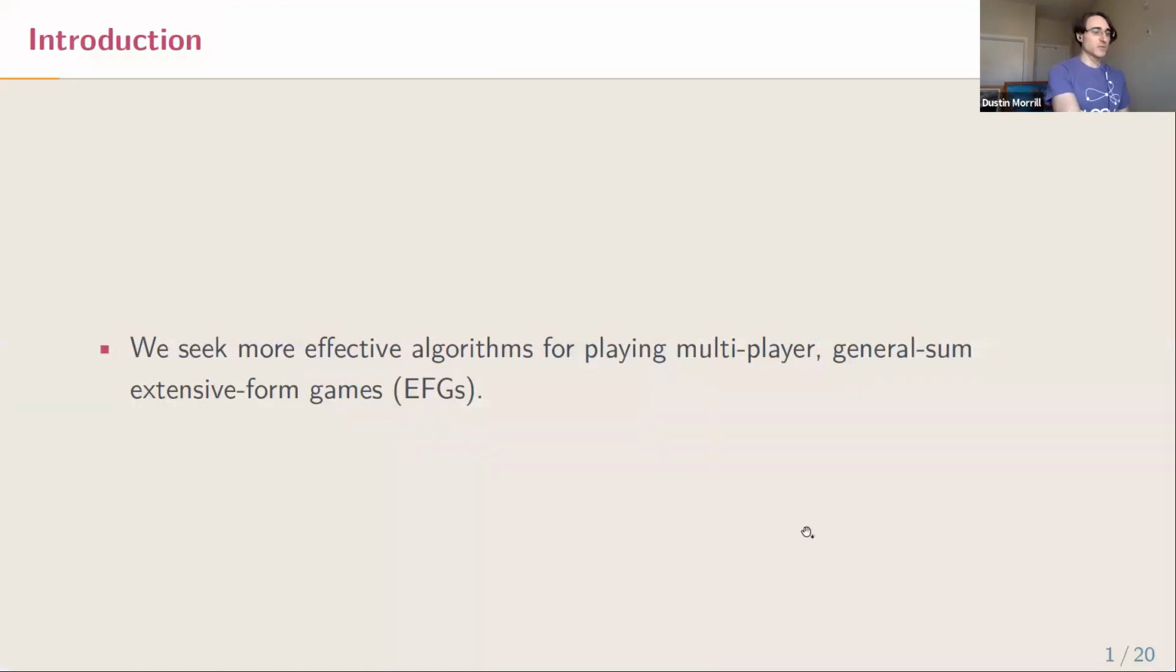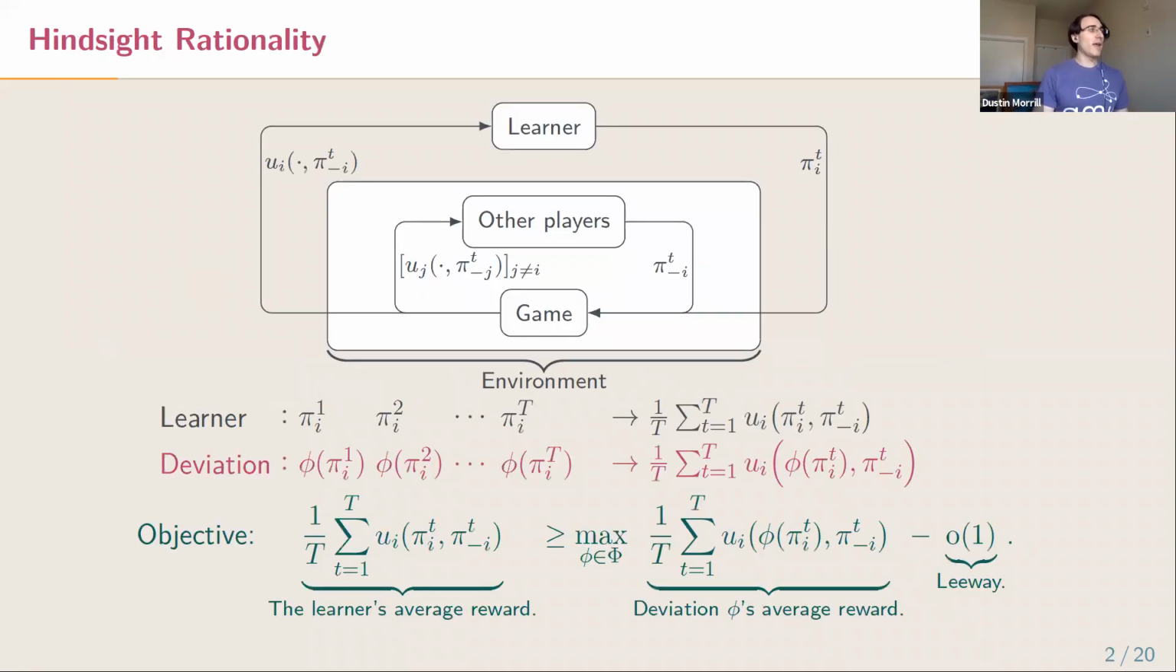All right, and the goal of this work is more effective algorithms for playing multiplayer general-sum extensive form games. That is, we want algorithms for navigating complicated multi-agent environments where there's sequential decision making, and where all those agents might have incentives that are not entirely aligned with our own. And so we start working on this from an online learning perspective.